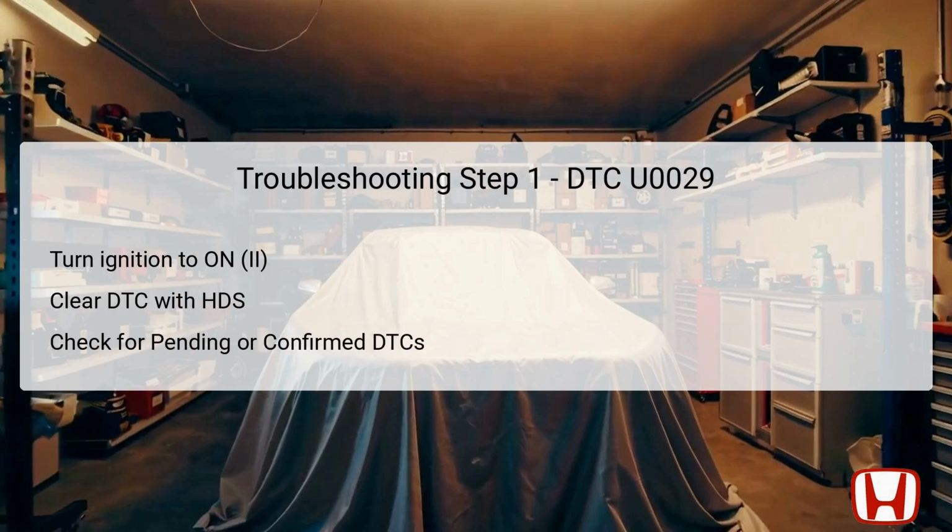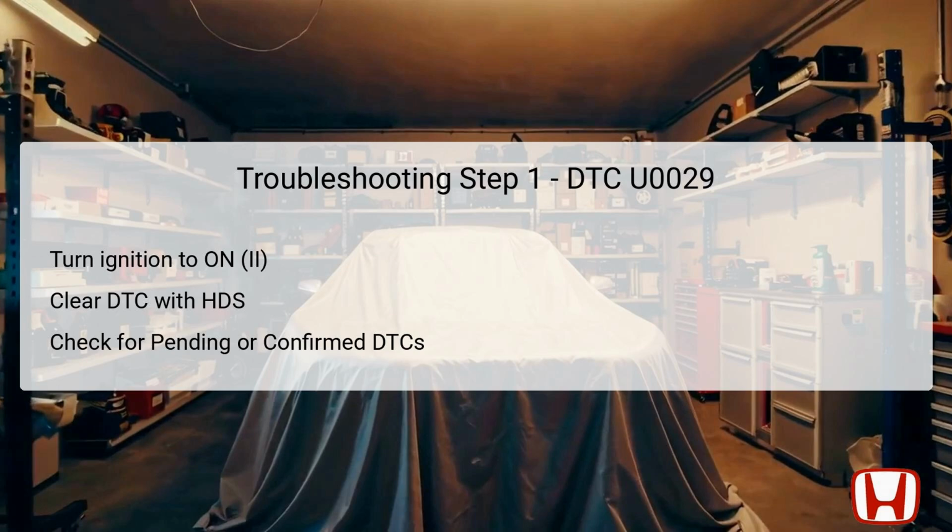The first step in troubleshooting DTC U0029 involves a systematic approach to verify the problem. Begin by turning the ignition switch to the ON position. This action supplies power to the vehicle's systems without starting the engine, creating an environment where the diagnostic tool can effectively communicate with the ECM.